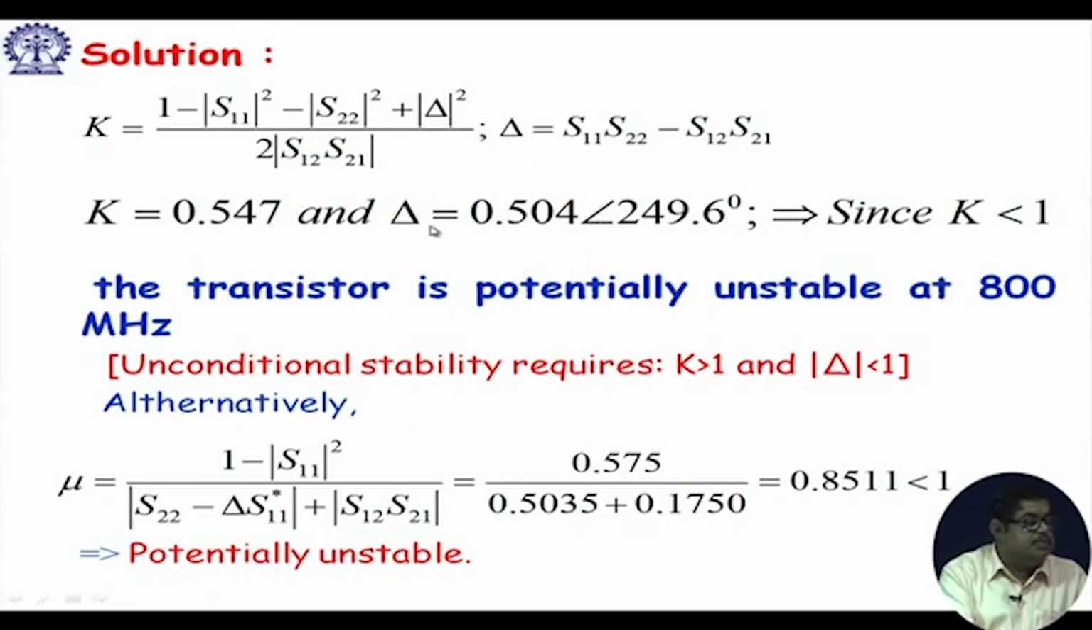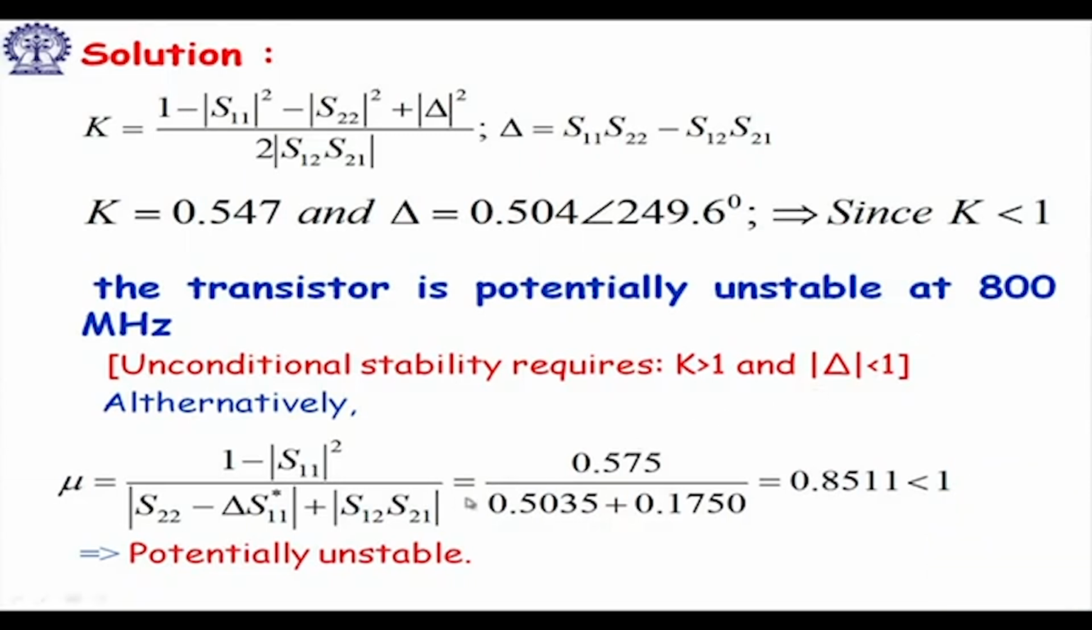Though the magnitude of delta is less than 1, K is less than 1, so it is potentially unstable. Also in the mu test, you see the value turns out to be 0.85, which is less than 1, but we know that mu needs to be greater than 1 for unconditionally stable. So analytic stability checking indicates that this is a potentially unstable device.